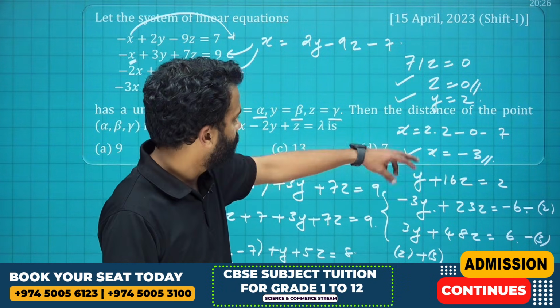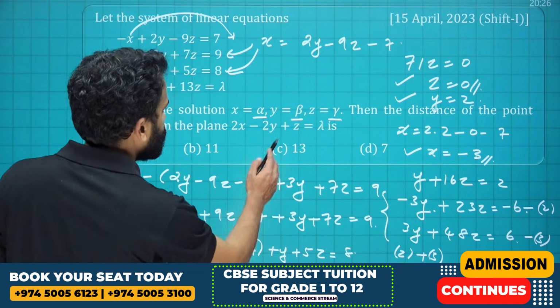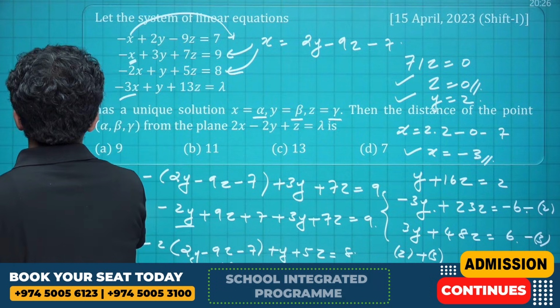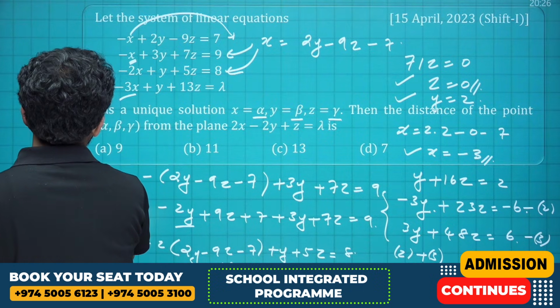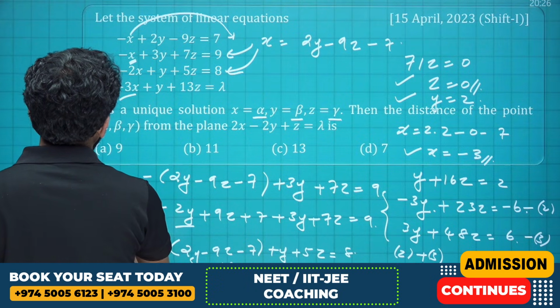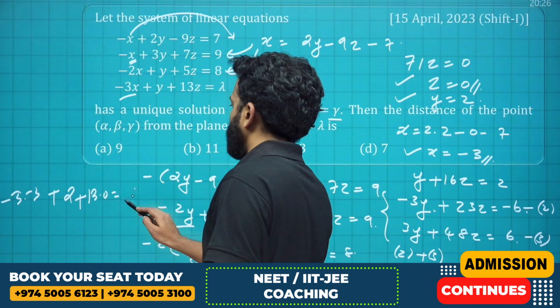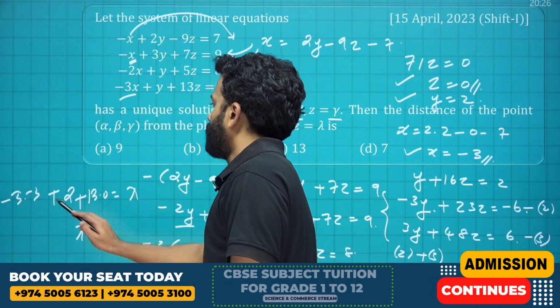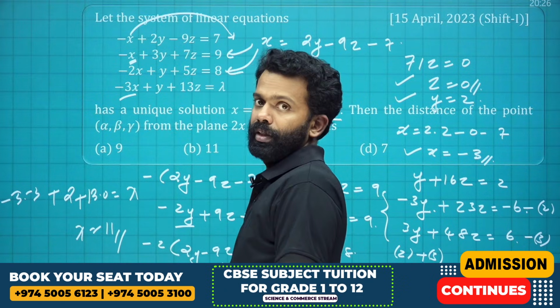Okay, so substituting the values of x, y and z in this equation, you will get x is what? Minus 3. Therefore, in here you will get minus 3 into minus 3 plus y is 2, right? That is 2 plus 30 into 0, which is equal to lambda. Therefore, the value of lambda is what? 9 plus 2, that is 11. The value of lambda is 11.